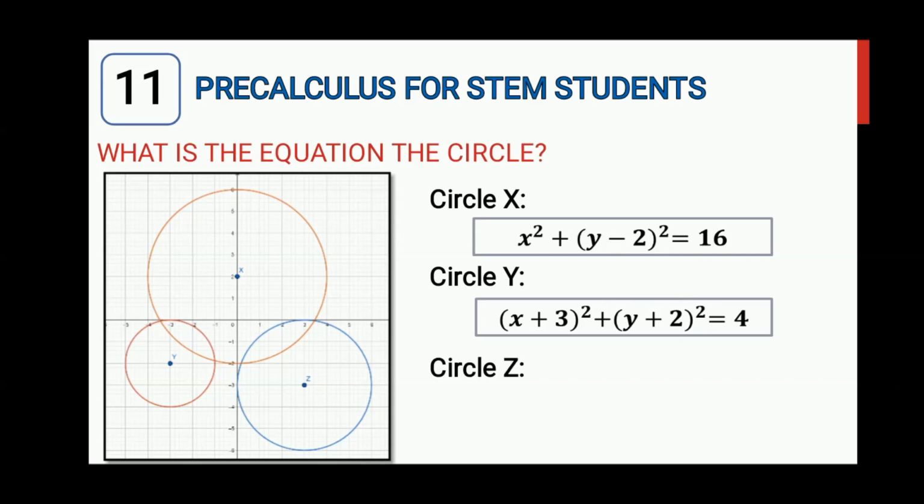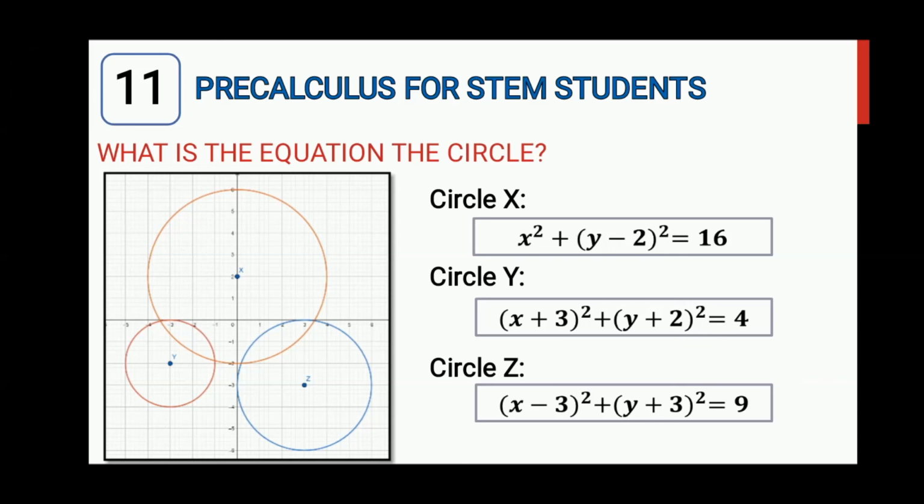And the last one, circle z. Circle z's center is at quadrant 4. Therefore, its coordinate should have a positive h and a negative k. Therefore, our equation of the circle is (x minus 3) squared plus (y plus 3) squared is equal to 9. Did you get it? Well, that's good. Now you know how to find the standard form of the equation of the circle given its graph.